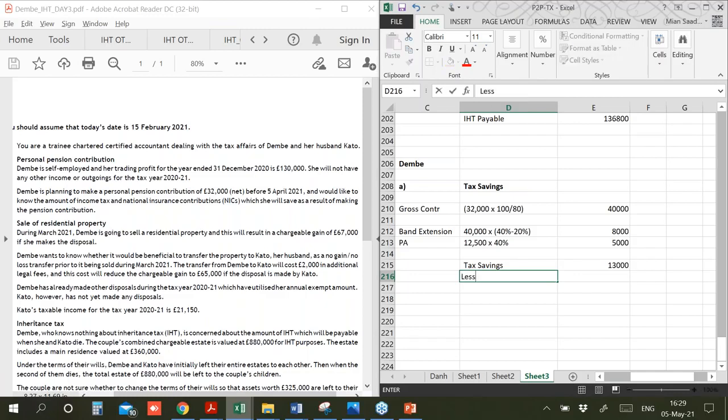And you have to clearly mention here less NIC, zero to the examiner, because you have to tell him that you know that there will be no impact on the NIC because of the personal pension contribution. Or you can write a line that the personal pension contribution does not impact NIC. It is your choice, whatever you want to write. But you have to mention that clearly because it was mentioned in the requirements: calculate the tax savings on income tax and NIC.